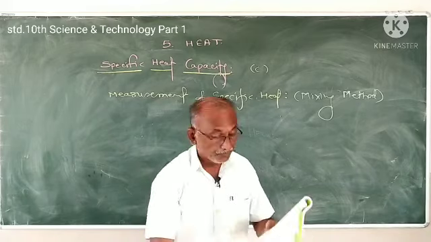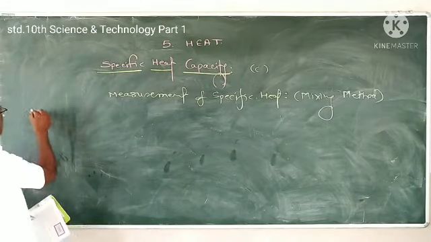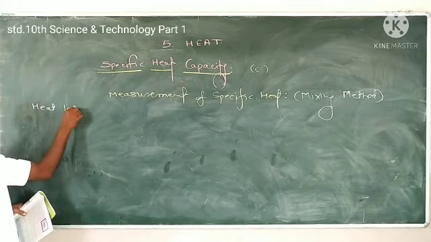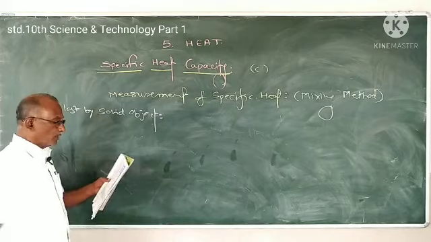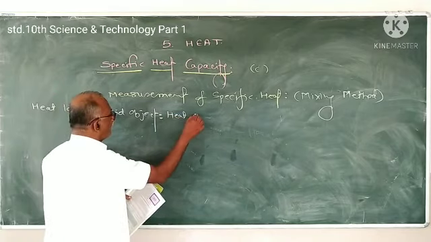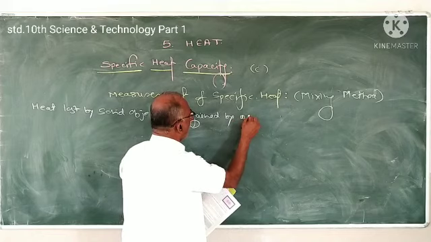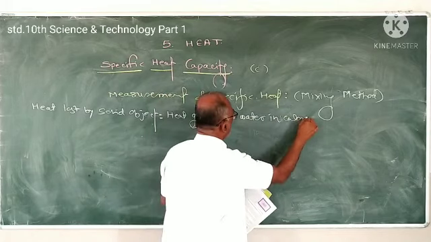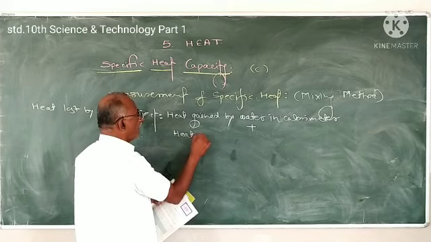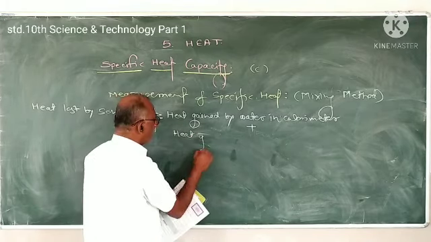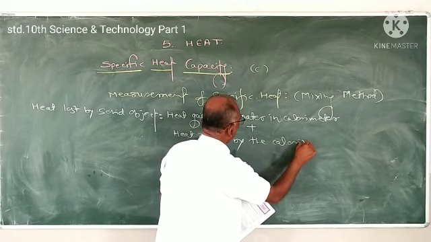Let us see: heat lost by solid object is equal to heat gained by water in calorimeter plus heat gained by the calorimeter.